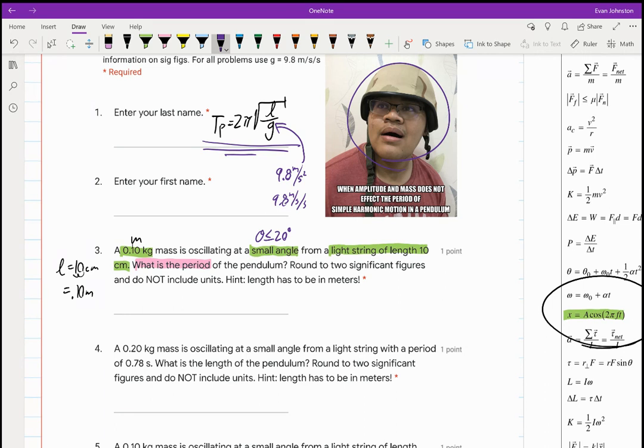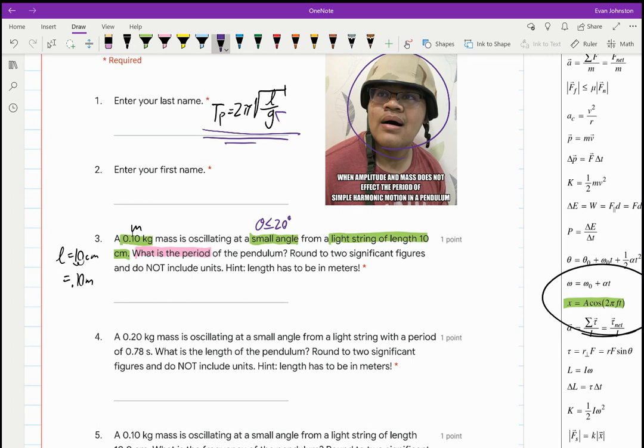That's really the main reason why. We can't have centimeters in the top and meters in the bottom. We're going to get some crazy bogus number that doesn't really mean anything. It's just asking us, what is the period? Well, what is the period? We just have to plug into this equation. That's all we have to do.